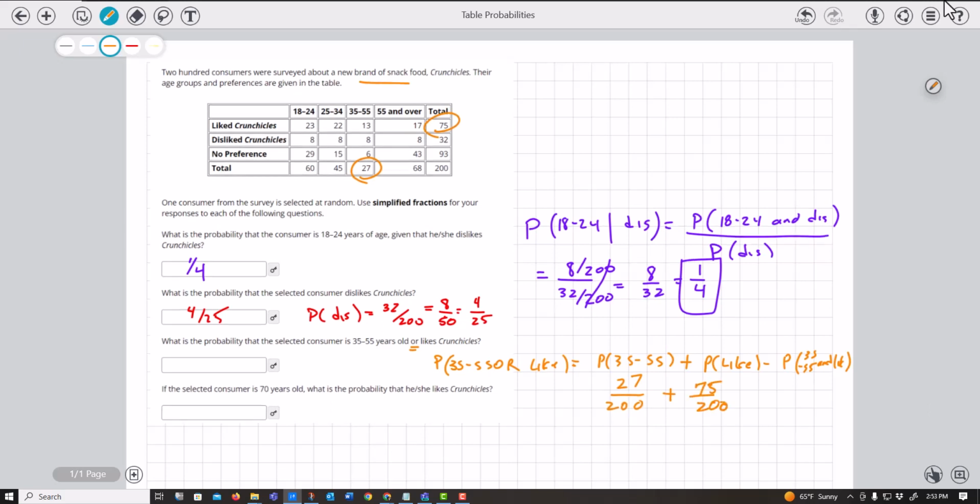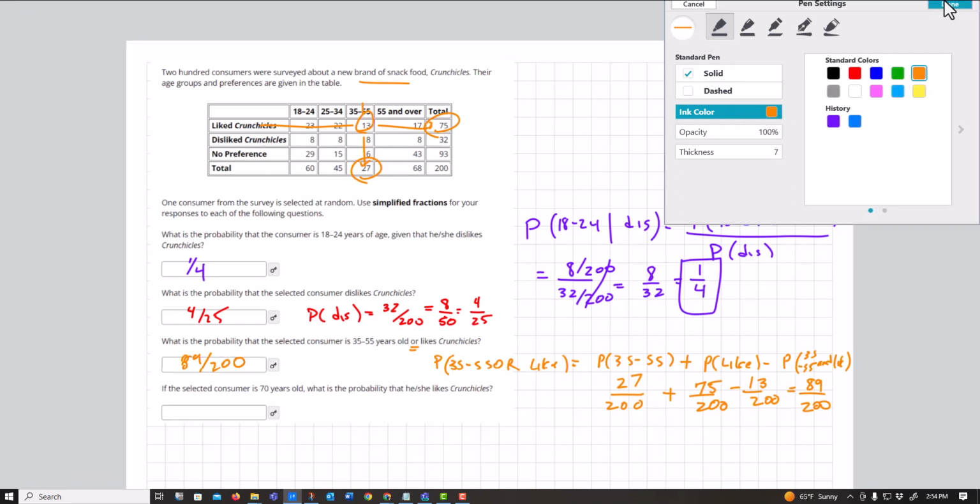Now think about when you read this table. You went straight across here to get that total. Then you went straight down. Do you notice what happened? That piece right there got counted twice, and that's the and, hence why you subtract that piece out. So all same denominators, I added and then subtracted the 13, and I got 89 out of 200. All right, almost there.